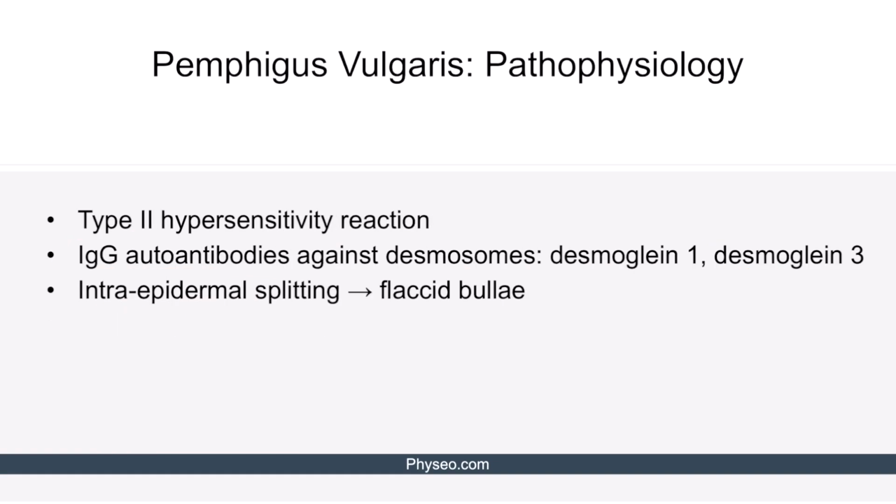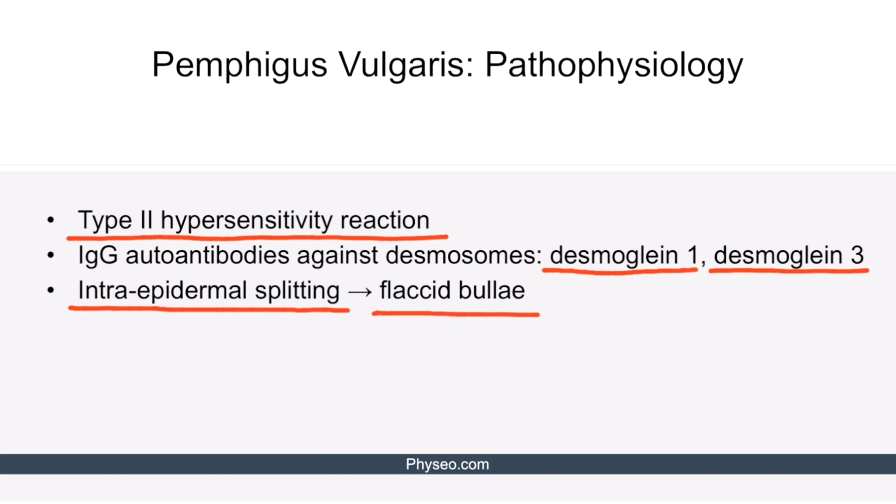Let's take a minute and understand the pathophysiology behind the skin condition. Similarly to bullous pemphigoid, pemphigus vulgaris is a type 2 hypersensitivity reaction. In pemphigus vulgaris, IgG autoantibodies directed against desmosomes target proteins such as desmoglein 1 and desmoglein 3, resulting in their destruction. These proteins are present in desmosomes in keratinocytes, which keep cells bound together. This results in intraepidermal splitting and the development of flaccid bullae.